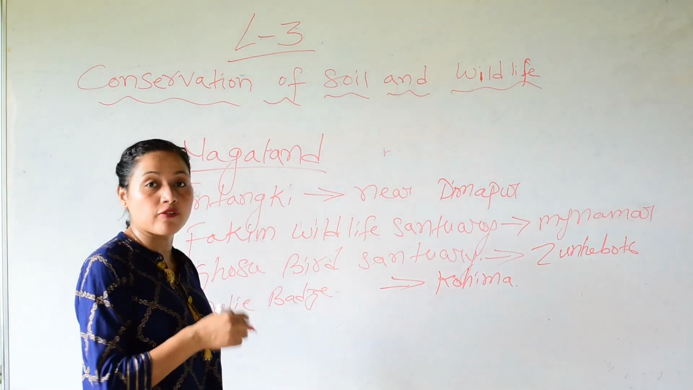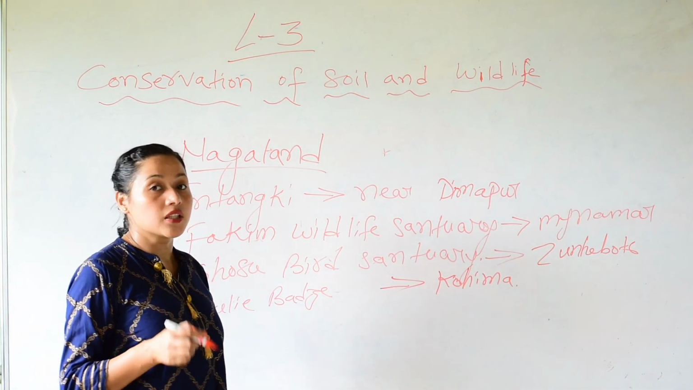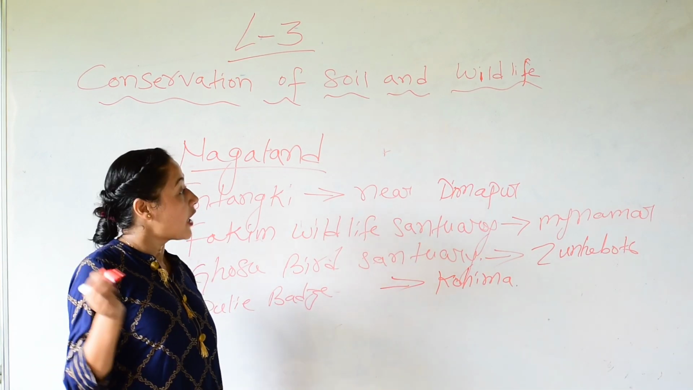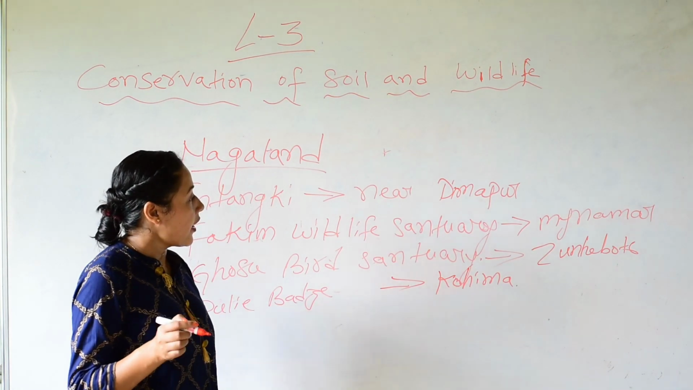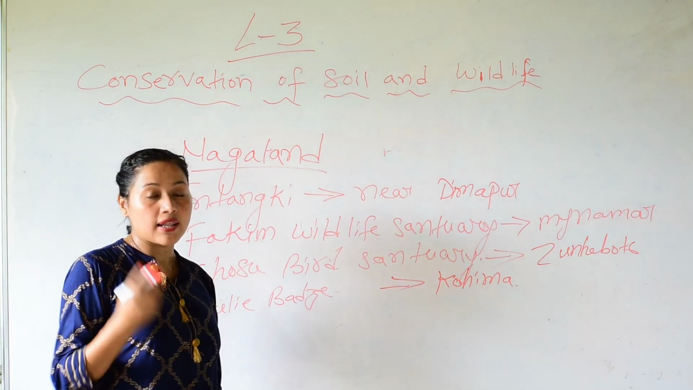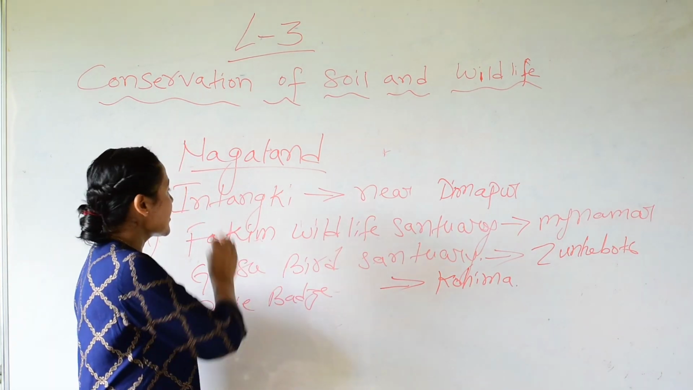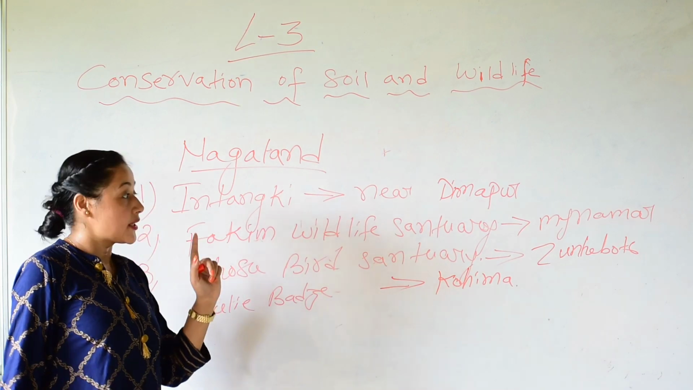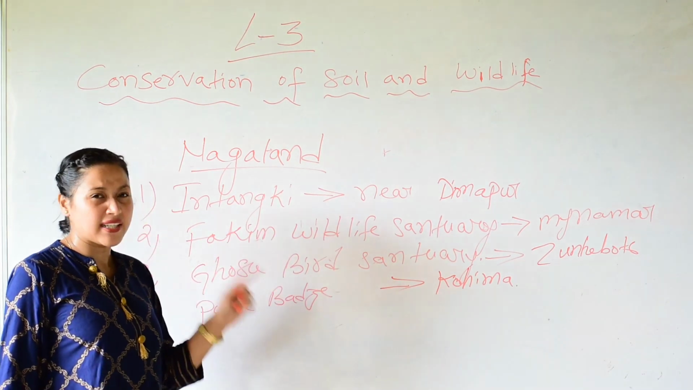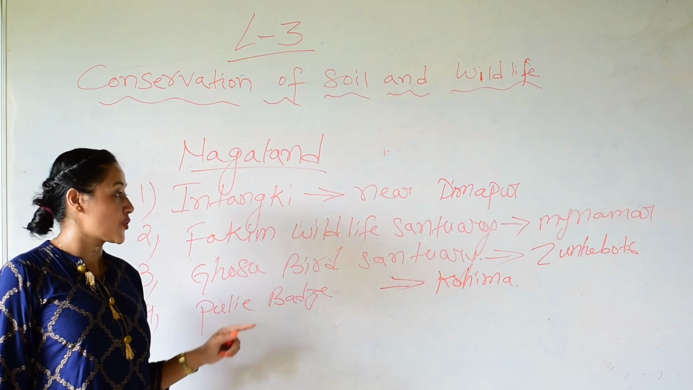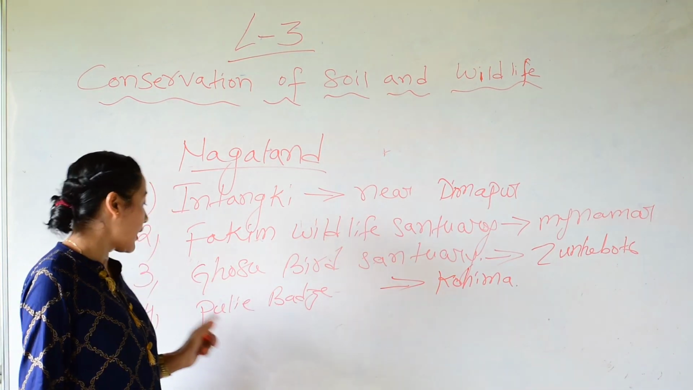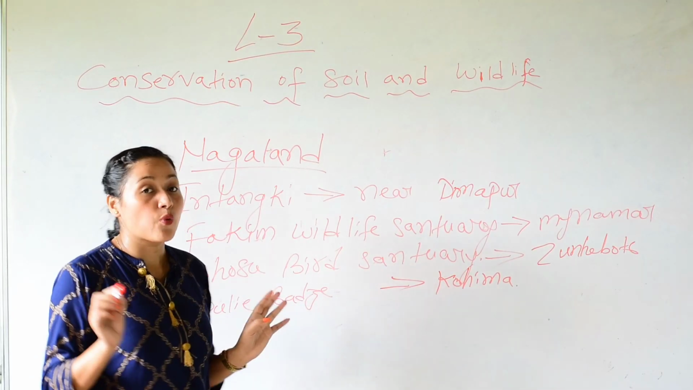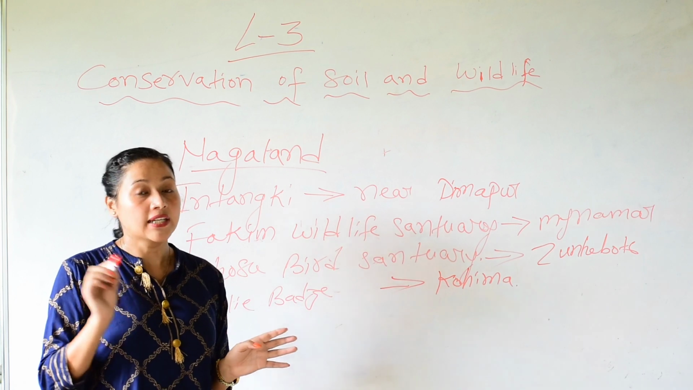Now the last part of our lesson. Even in Nagaland, the government of Nagaland has adopted some methods in order to protect the wildlife, and in order to protect it, they have established 4 wildlife sanctuaries in Nagaland. One is in Tangki, near Dimapur. Fakim Wildlife Sanctuary that we will find near Myanmar. Third is Ghosu Bird Sanctuary, located in Jodopoto, and then Puliebadze Wildlife Sanctuary, it is in Kohima.